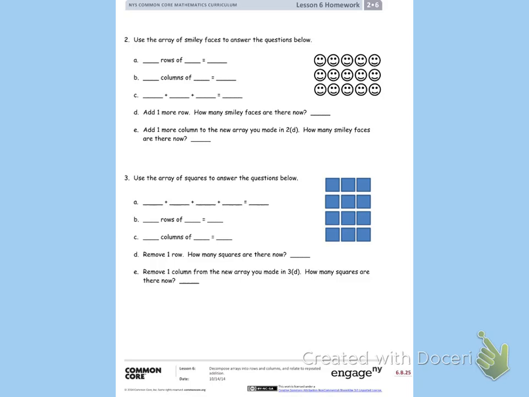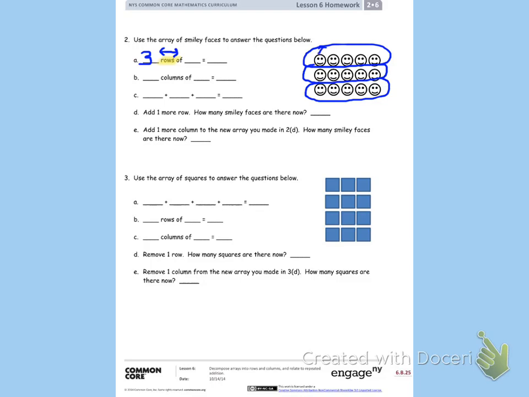I'm going to go ahead and highlight the word rows. Now I know that rows go side to side. I'm going to draw myself a little reminder right here. I need to figure out how many rows there are, so I'll circle them. 1 row, 2 rows, 3 rows. There are 3 rows. Three rows of how many smiley faces?